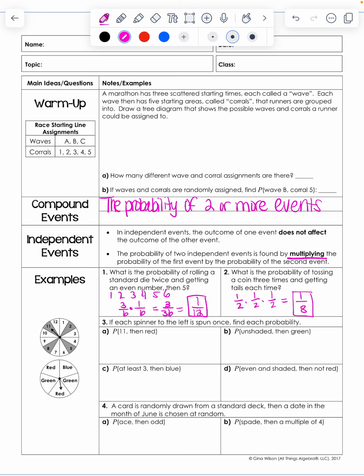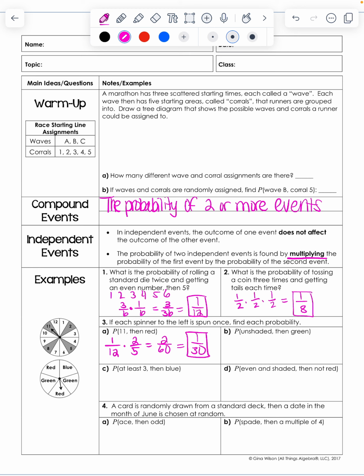Next, we have a spinner that's spun once. Find each probability. We've got 2 different spinners here. The probability of the first one being 11: out of 12 total numbers, one of them is the number 11, so the probability of that happening is 1/12. Looking at the second spinner, there are 2 different parts of it that are red out of 5 total parts of the spinner you can land on. So you would multiply 1/12 times 2/5. That would be 2/60, but we always simplify our final answers. That would be 1/30 in the end.